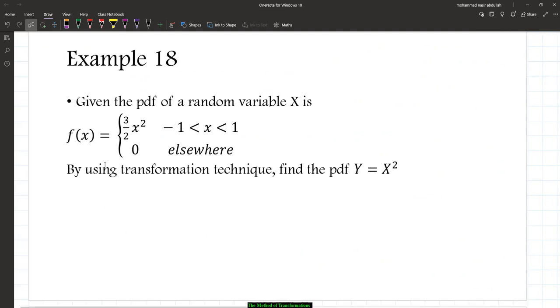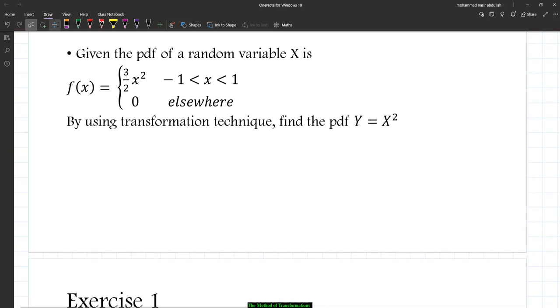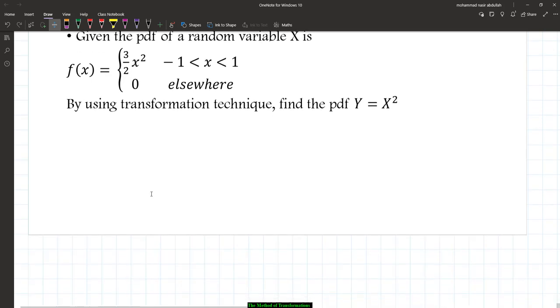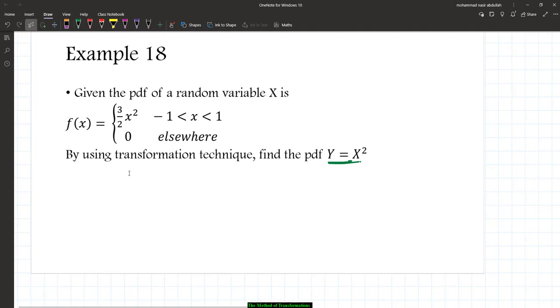Example number 18. Given the PDF of random variable x is 3 over 2x square, right? By using transformation techniques, find the PDF of y equal to x square. So sama saja, y equal to x square.